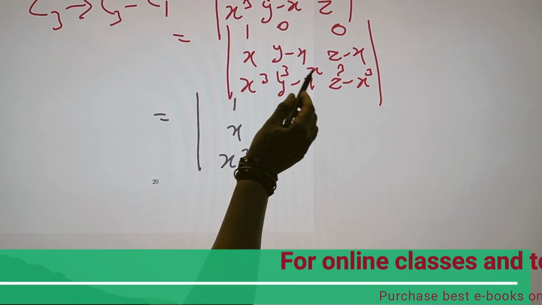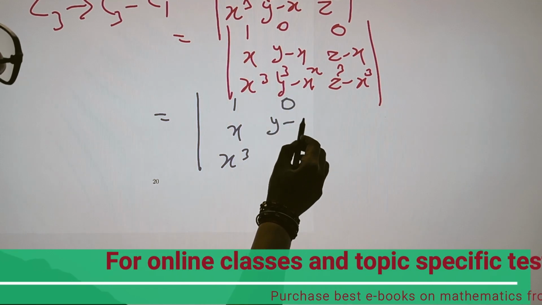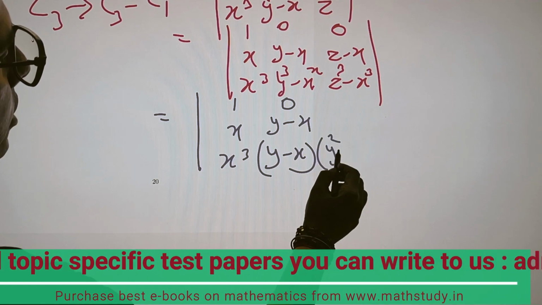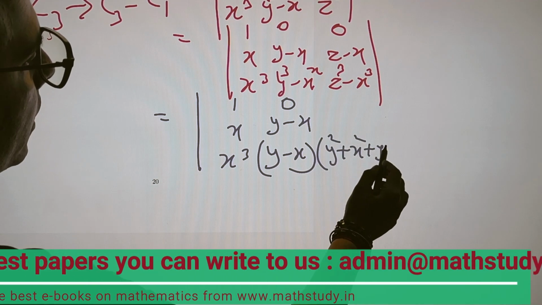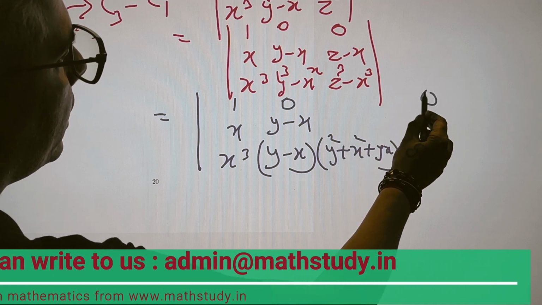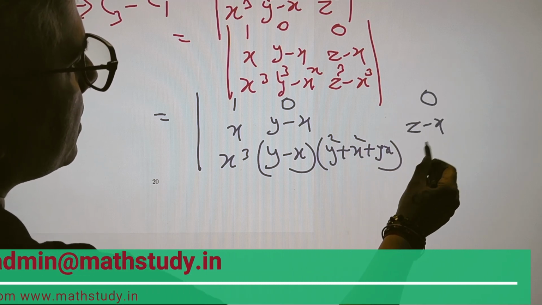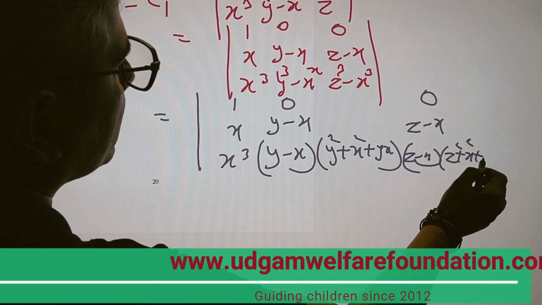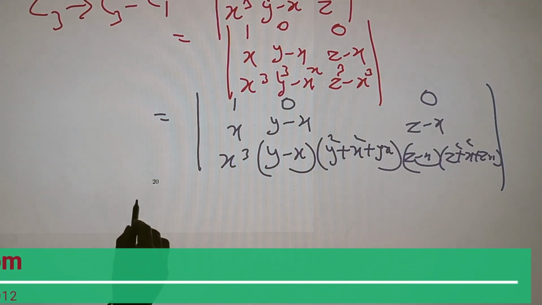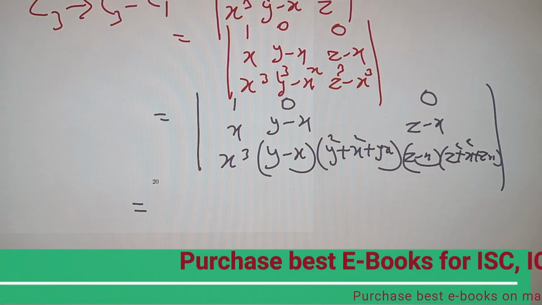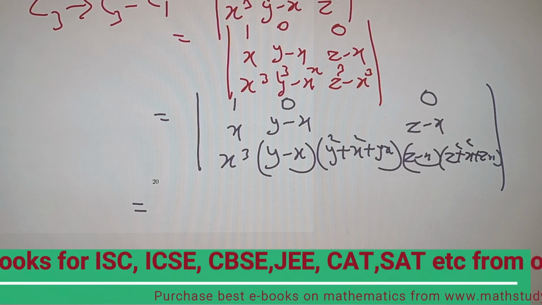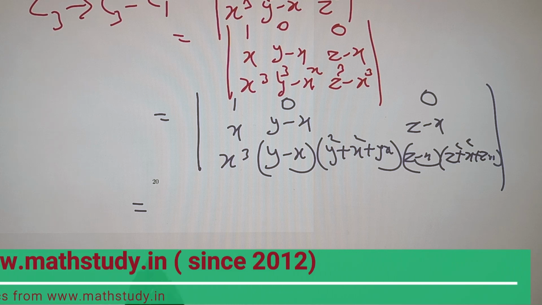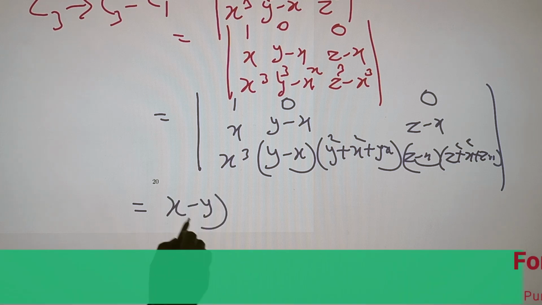1x cube by using a cube minus b cube here. So y minus x, a cube minus b cube is nothing but a minus b into a square plus b square plus ab here. Similarly, we can factorize here: z minus x into z square plus zx. Very simple. So in this manner, we can simply take out y minus x as a factor from the second column and z minus x as a factor from the third column to make it more simplified.